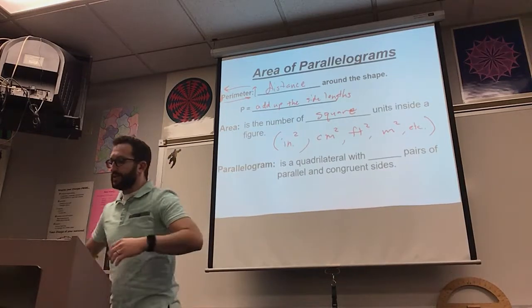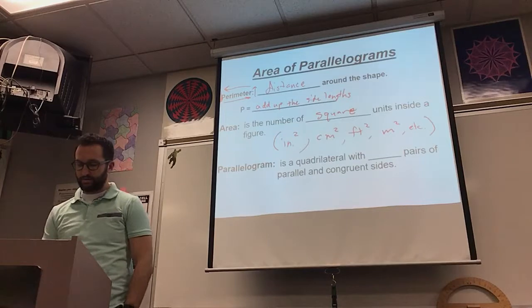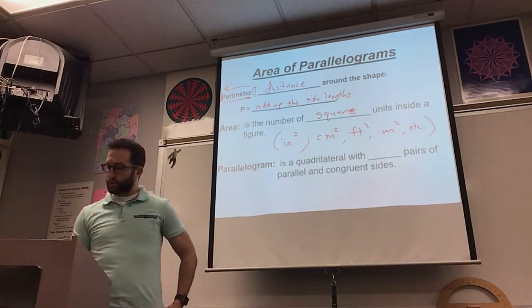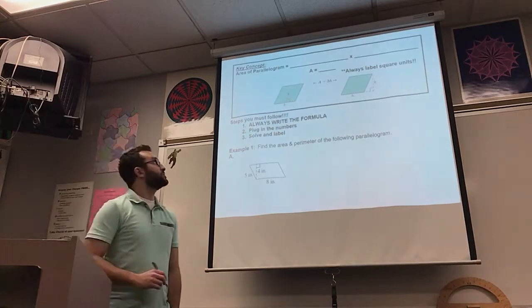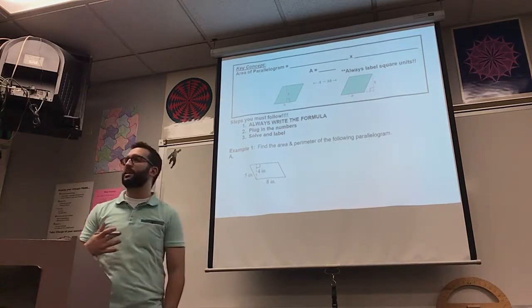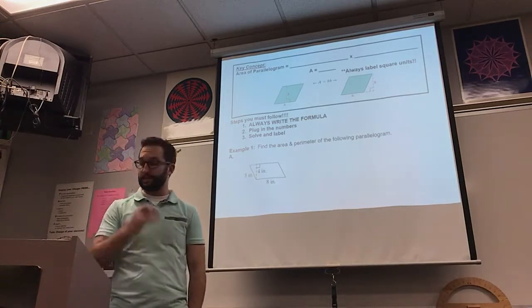Okay? So now let's dive into parallelograms. A parallelogram is a quadrilateral with how many pairs of parallel and congruent sides? 2 pairs of parallel and congruent sides. That's how you can determine that you're looking at a parallelogram.